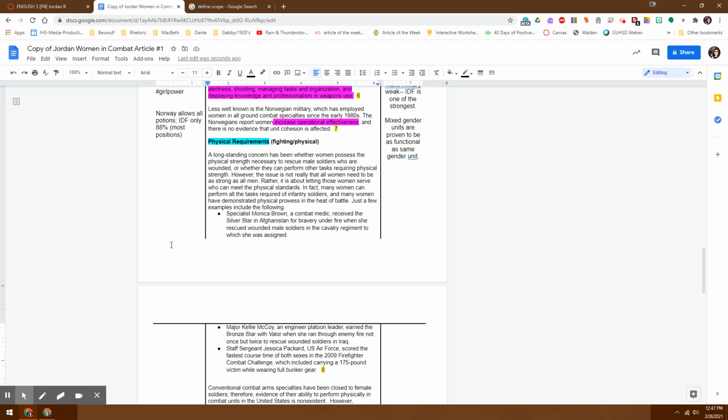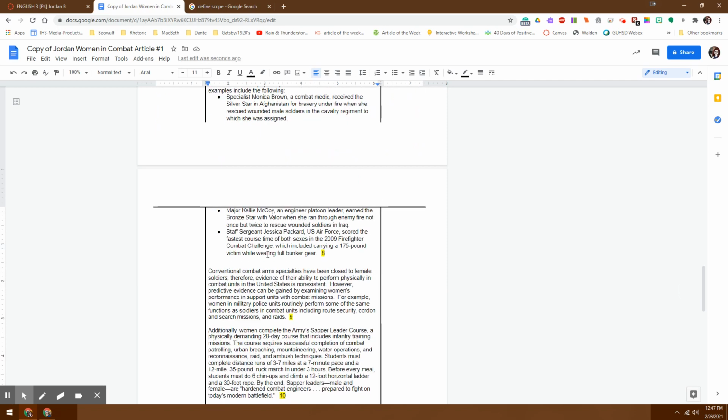Just a few examples include the following. Specialist Monica Brown, a combat medic, received the Silver Star in Afghanistan for bravery under fire when she rescued wounded male soldiers in the cavalry regiment to which she was assigned. Major Kelly McCoy, an engineer platoon leader, earned the Bronze Star with valor when she ran through enemy fire not once, but twice to rescue wounded soldiers in Iraq. And Staff Sergeant Jessica Packard, U.S. Air Force, scored the fastest course time of both sexes in the 2009 Firefighter Combat Challenge, which included carrying a 175-pound victim while wearing full bunker gear.